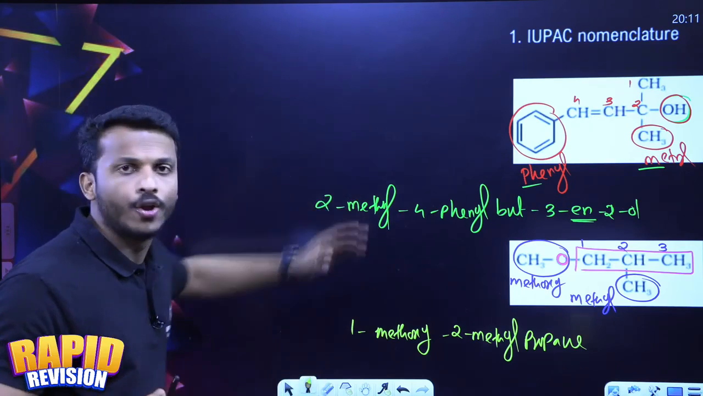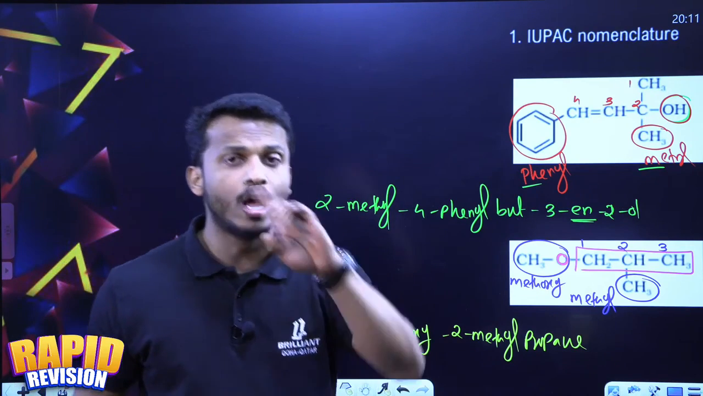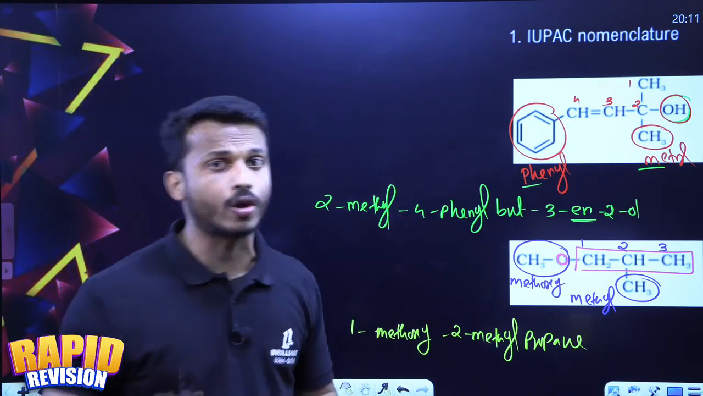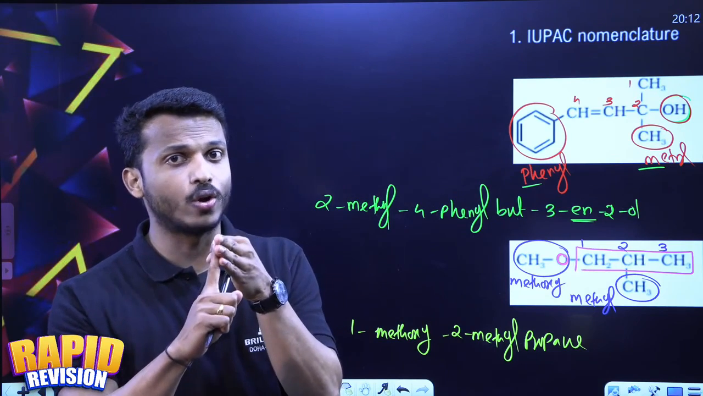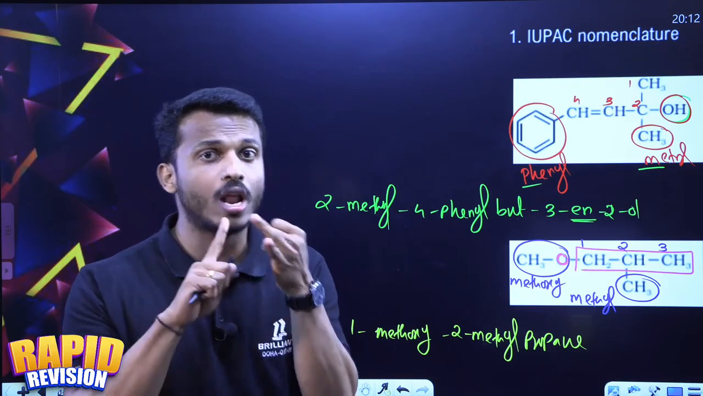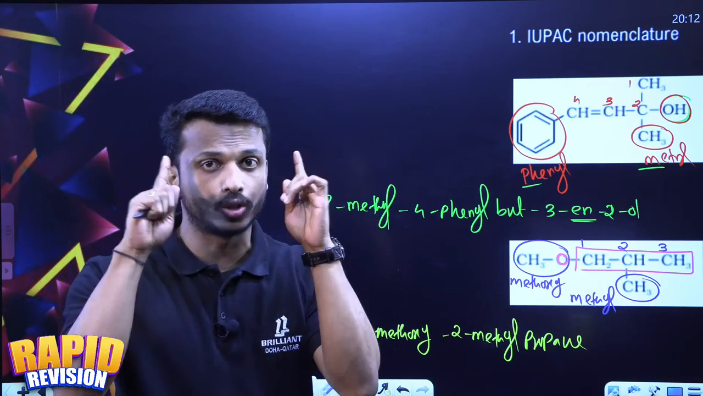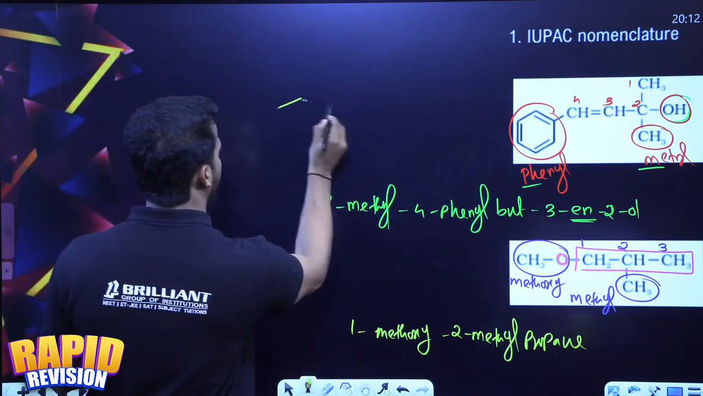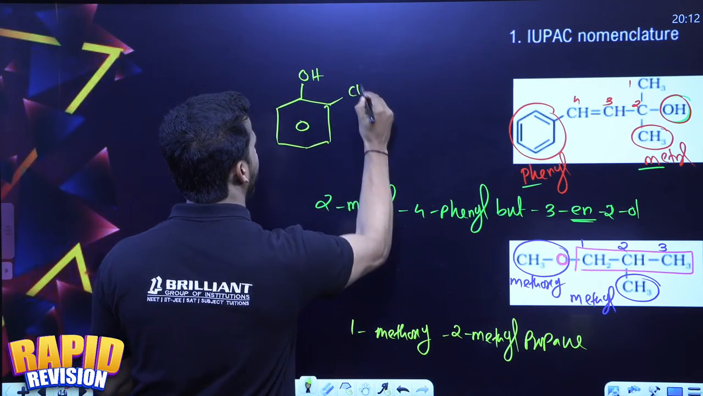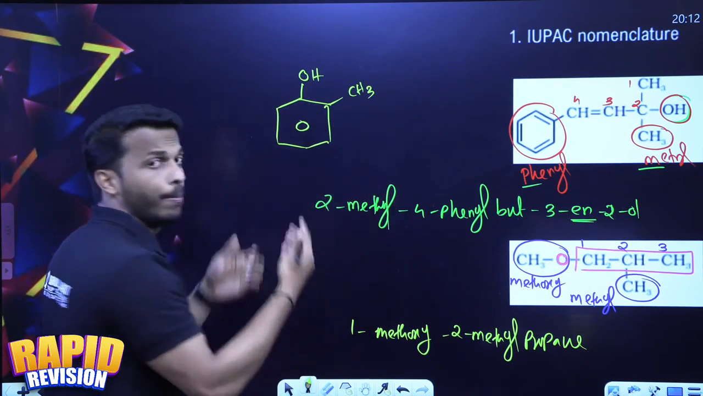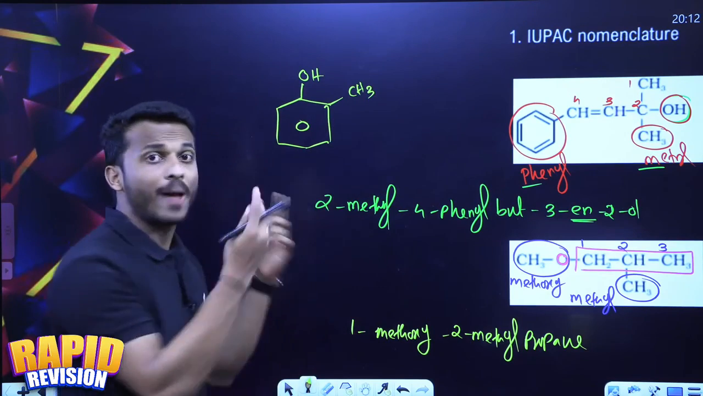Keep going, all of you. Nomenclature, please practice for phenol, alcohol systems also, okay? And you know some common names: catechol, resorcinol, hydroquinol, etc. Orthocresol, metacresol, paracresol. Those terms remember, all of you. What is orthocresol? OH and CH3. If it is CH3 here, metacresol. If it is here, paracresol.